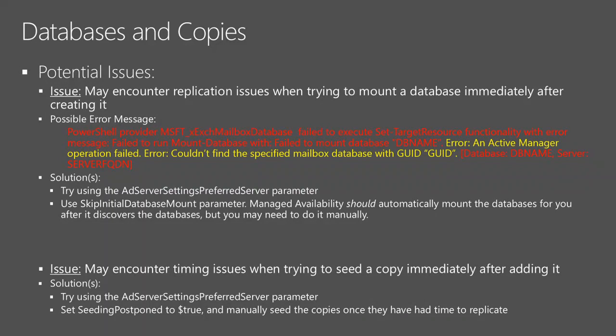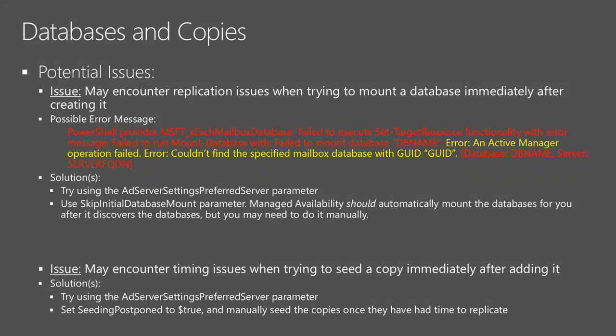One is to use the AD server settings preferred server parameter. This is something I found recommended in TechNet for this error. It worked well in my customer's lab, but did not work well in production. So we had to move on to the next thing, which is I added a skip initial database mount parameter. Essentially what this will do is create the database, but it won't try to mount it initially. And then once you've done all your copies or waited 15 minutes for AD replication, however long, you could run a command to mount those.